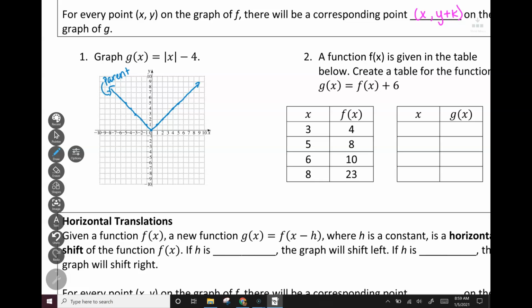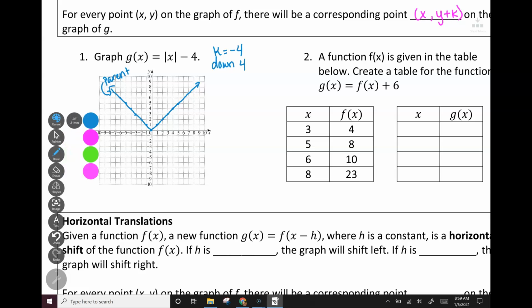All right. Now we see we've got a negative 4 after the function. It is outside of the absolute value, so I know that's a k because it's outside of the absolute value. So k equals negative 4, which means my graph is going to shift down 4.